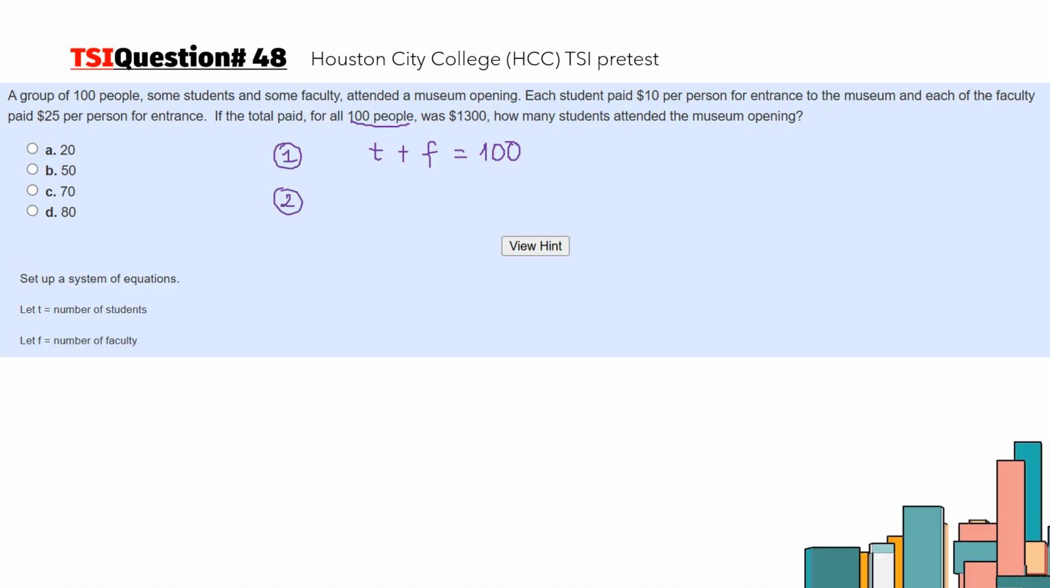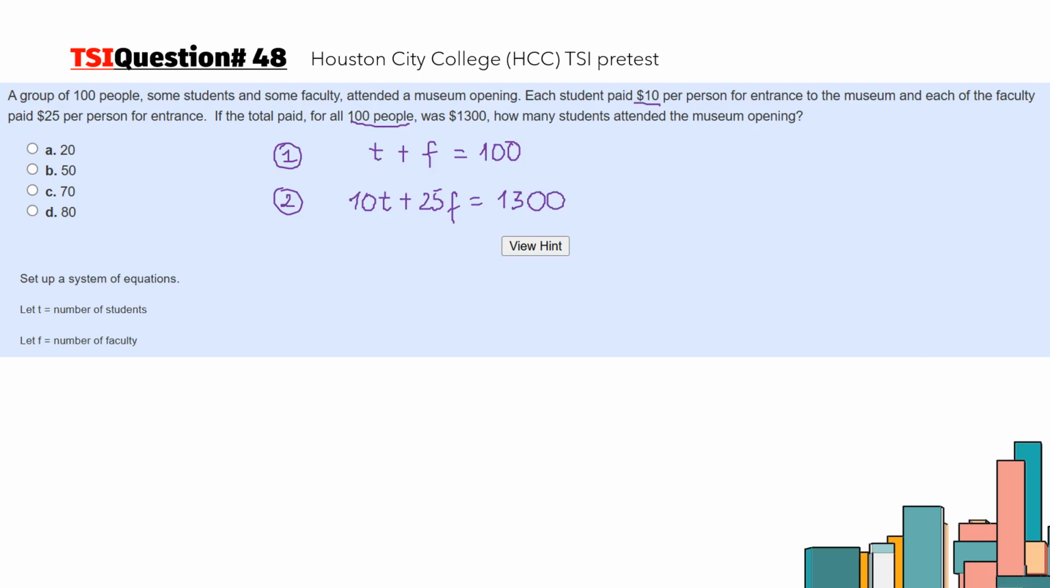My second equation is for the money. We have paid $10 per student, so we have T students, and we multiply by 10. Similarly for the faculty, we have 25 times F. That is the amount we have to pay for the tickets.